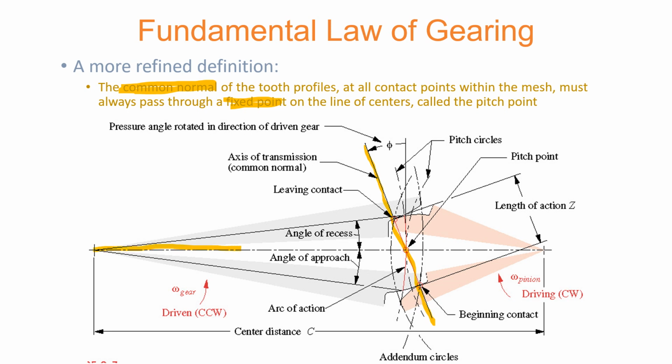So this is the line of centers, and this is the previous line that we have mentioned to be the common normal. They must always pass through a fixed point, which we are going to call the pitch point. So that's the fundamental law of gearing. It must always pass through the same point C. And that's the fundamental law of gearing, fulfilling all the terminologies that we have mentioned.